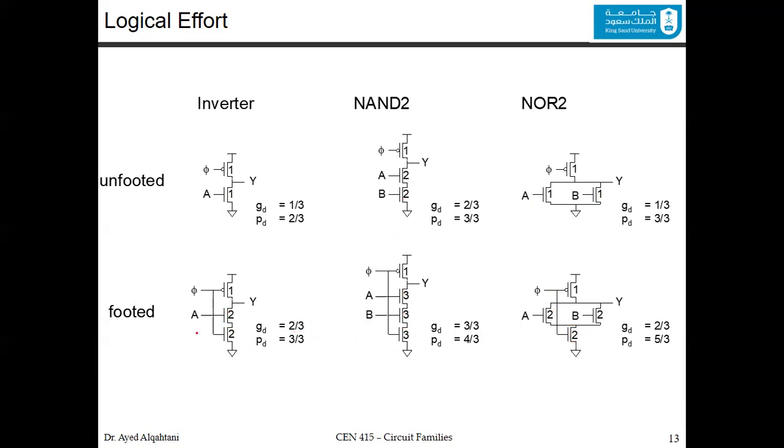You can find that now the logical effort is 2/3, and here it's 3/3, and here it is 2/3. And for the parasitic, in each one of them, you have here 1 and 2, so it's 3/3. Here 1 and 3, so it's 4/3. And here 1, 2, and 2, so it's 5/3. However, even though it looks simple, it has a terrible problem.